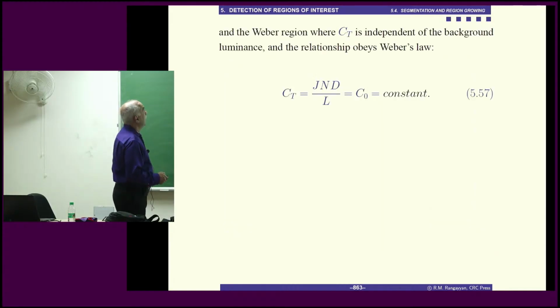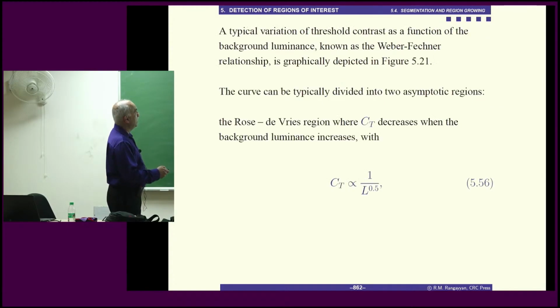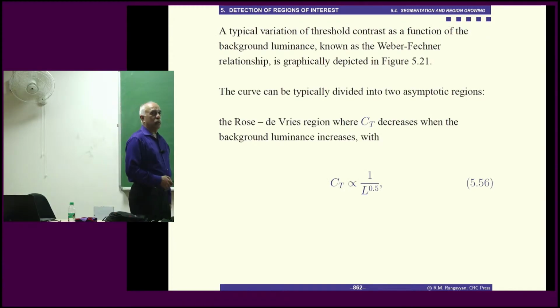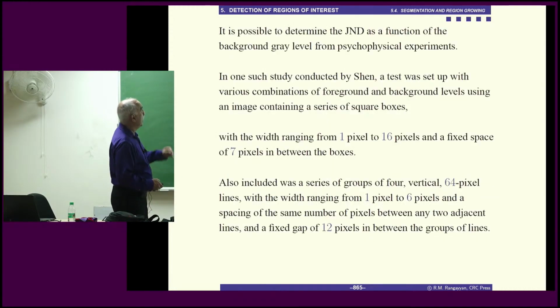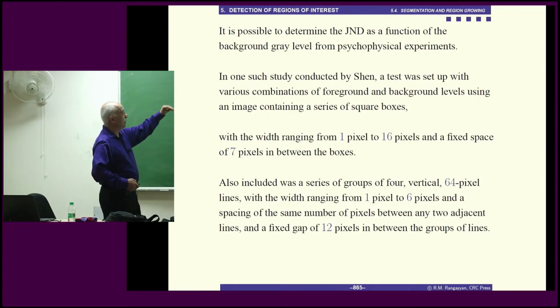In the Weber region, CT is independent of the background, and CT can be written as JND over L, which is C naught, or constant. But in the other region, we have CT proportional to 1 over L to the power of 0.5. So it is possible to determine JND as a function of the background gray level from psychophysical experiments.